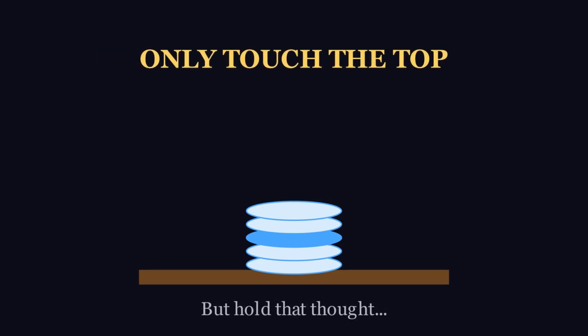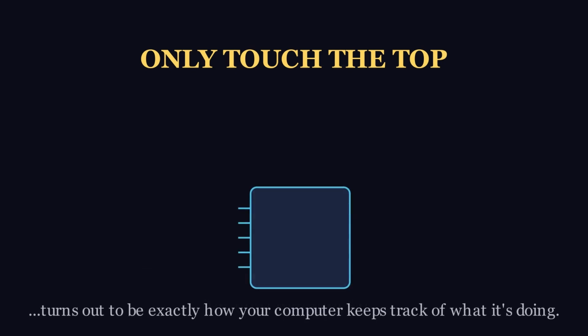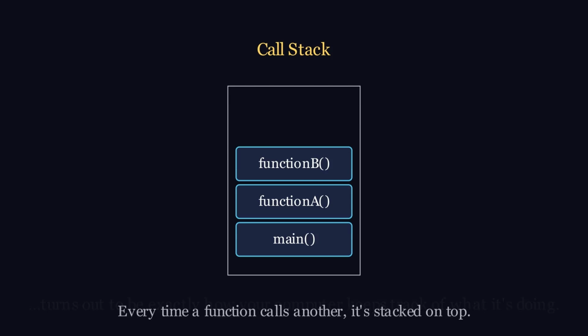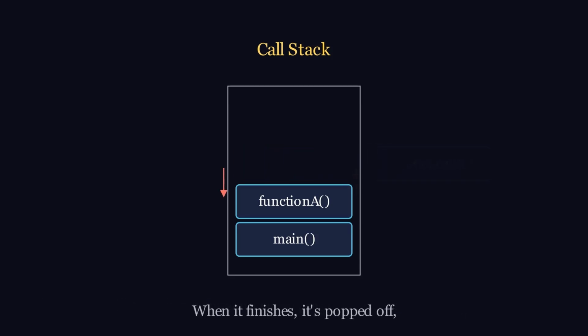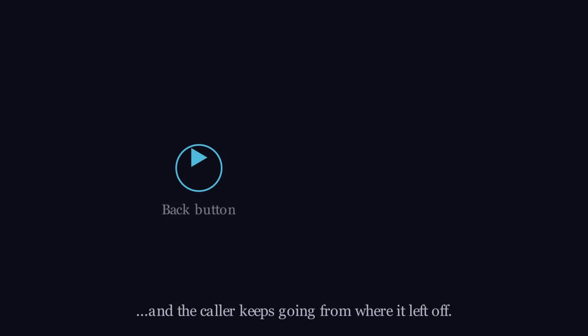But hold that thought, because this exact rule, only ever touch the top, turns out to be exactly how your computer keeps track of what it's doing. Every time a function calls another function, your computer stacks that call on top of the last one. When that inner function finishes, it gets popped off, and control returns to whatever was underneath. Your browser's back button works the same way, so does undo.